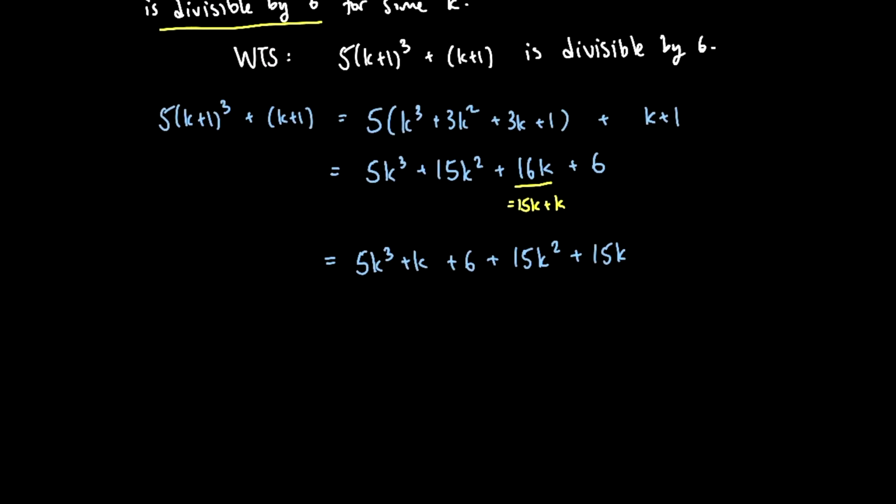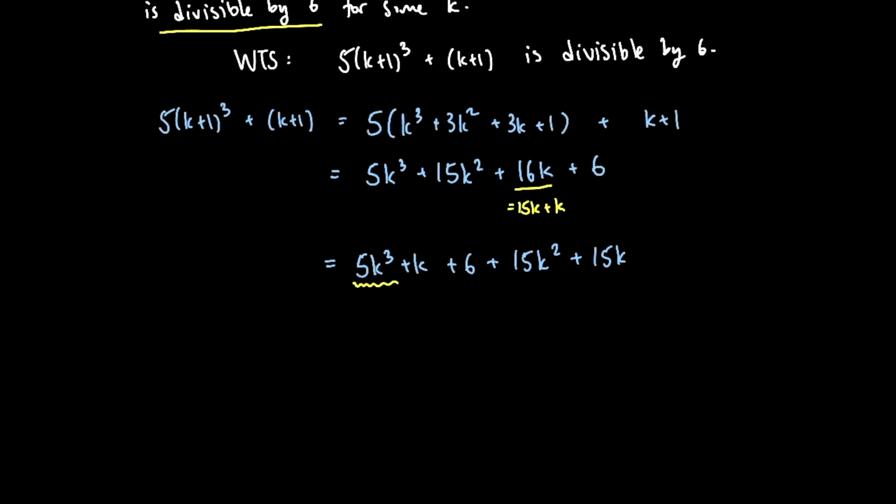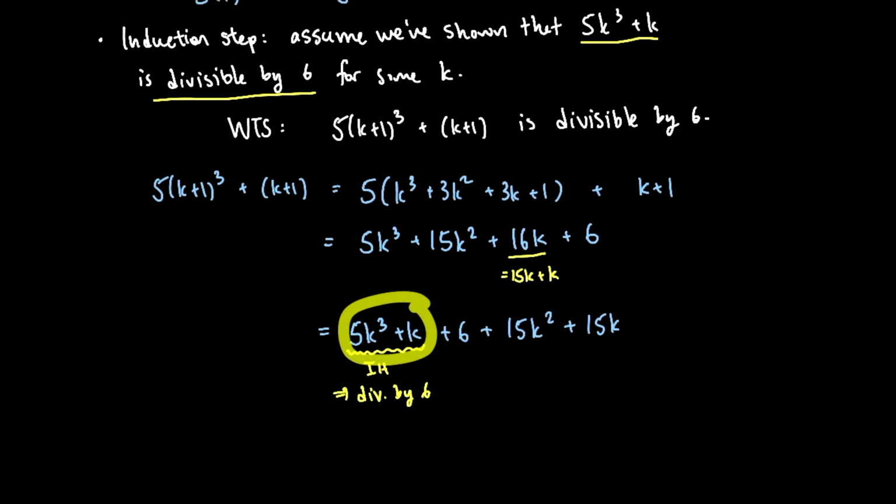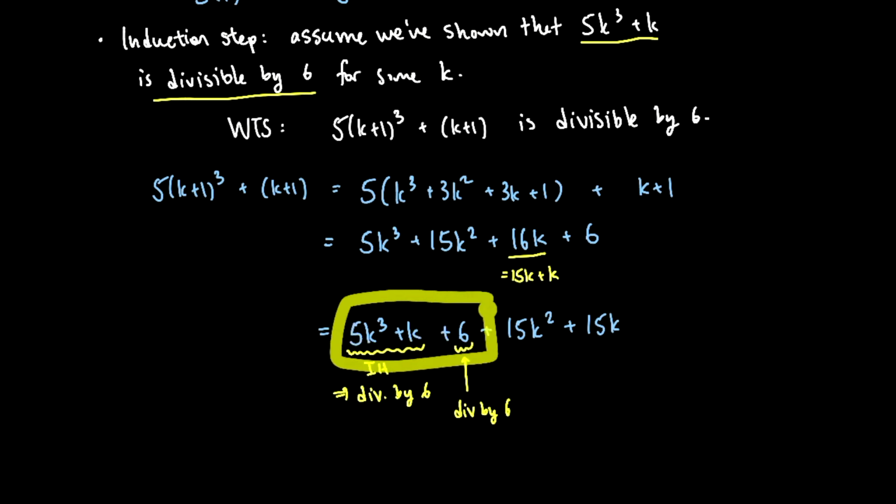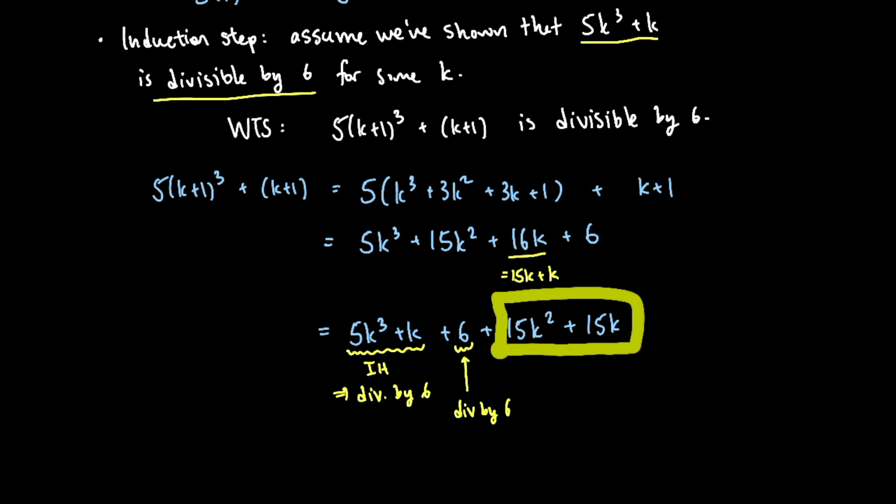And you'll see why I'm doing that, because by the induction hypothesis, this is divisible by 6. Right, 5k cubed plus k, we're assuming by induction that 5k cubed plus k is divisible by 6. And then clearly I've got 6 here, that's obviously divisible by 6 as well. So I've got a sum of two things divisible by 6. So this term here is divisible by 6. So all I've got to do is explain why this last bit, 15k squared plus 15k, is also divisible by 6.